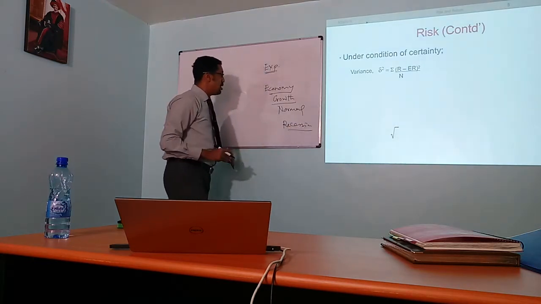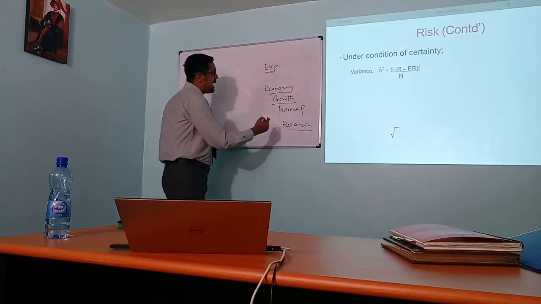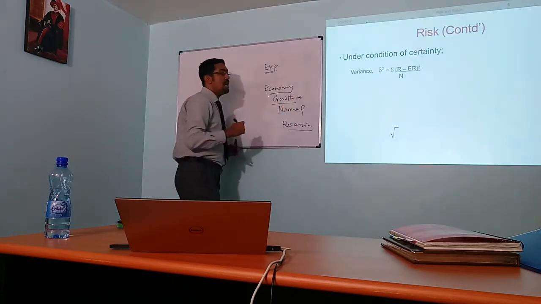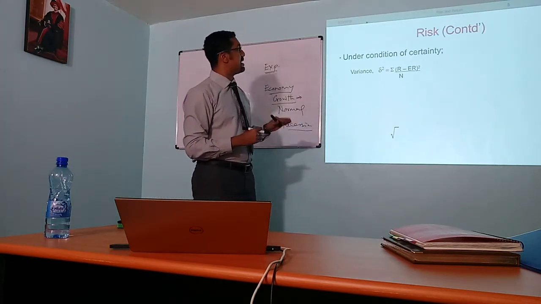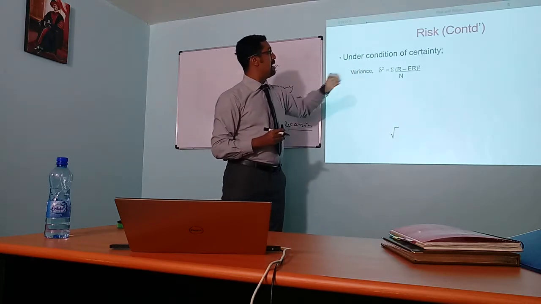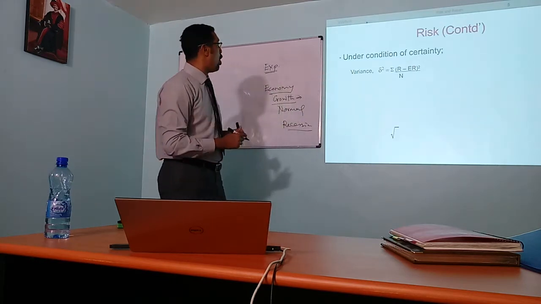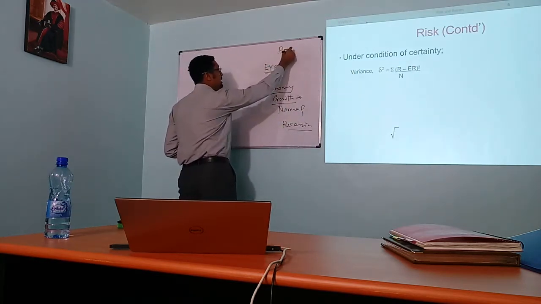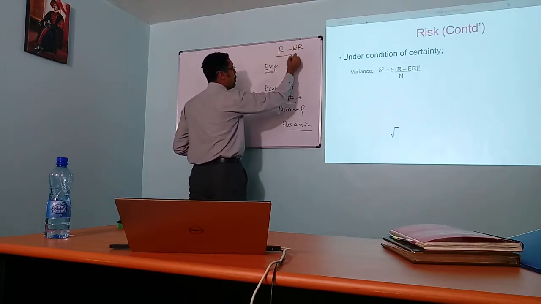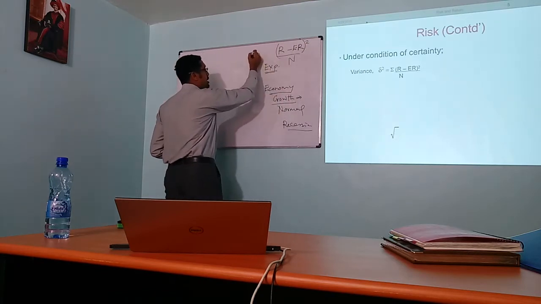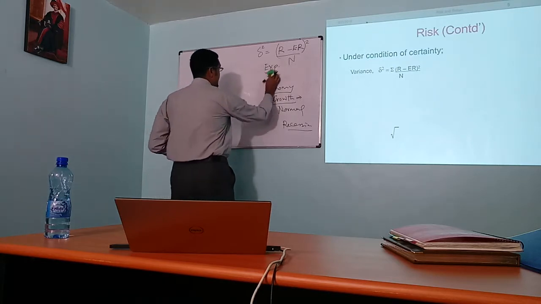Now, when we talk about condition of certainty, we know basically under a situation of growth what we are going to achieve. We already know. That is why variance is given simply by that particular formula where sigma squared equals the summation of the actual return minus the expected return, squared, divided by n. So under condition of certainty, that is how we calculate variance.